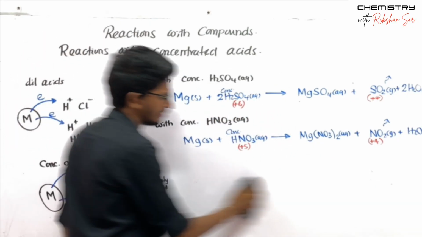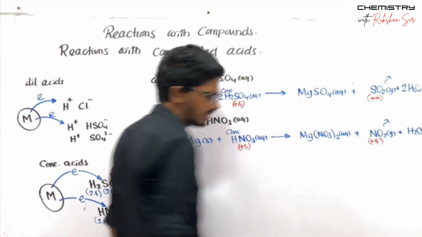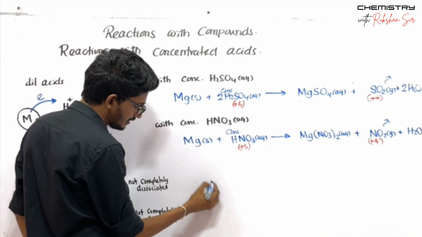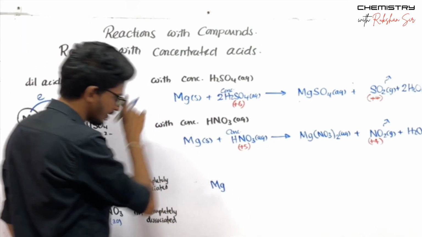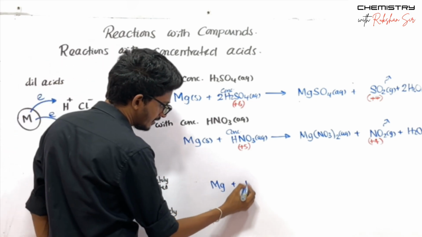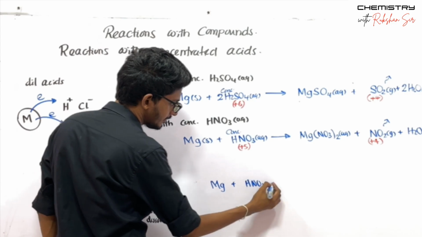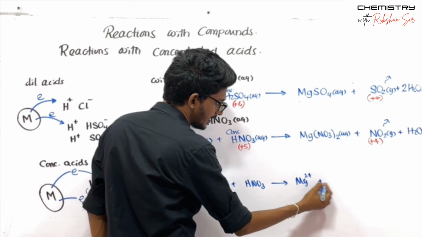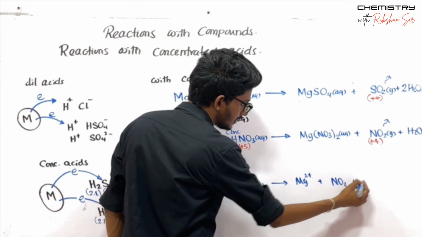Don't try to remember the stoichiometry values. No need. You should be quickly able to balance this stuff with the use of the reduction method. Even by inspection, you can balance the stuff. Let's balance the magnesium with HNO3. So magnesium will oxidize to Mg2+. HNO3 will reduce to NO2.